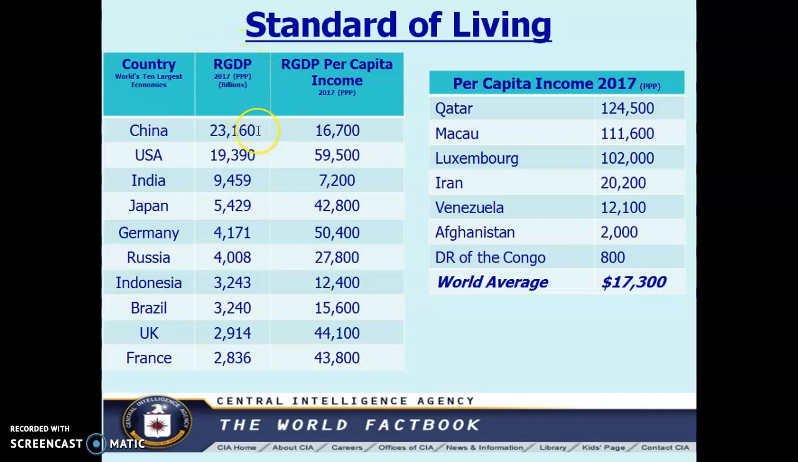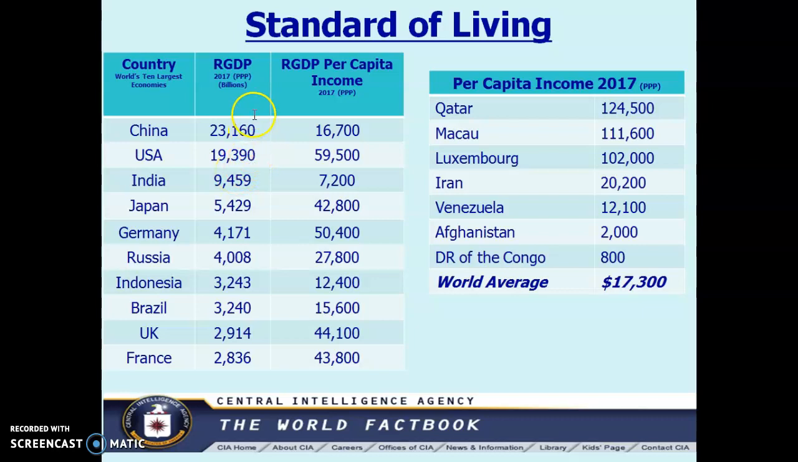But this is not considering each person's slice of the pie. To get that, you have to take the total real GDP and divide it by the population. Okay? So, for example, China has a real GDP total of 23,160 billion, which is effectively $23 trillion a year. Quite a bit larger than the US, which has 19 trillion. But China has a lot more people than the US.